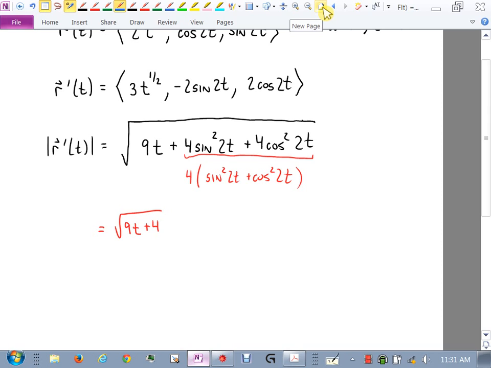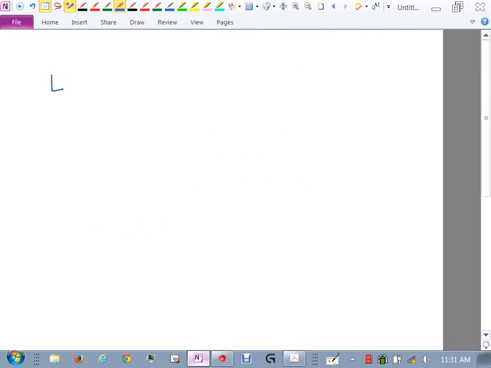That okay? All right, so now let's do our arc length. Arc length will be integral from 0 to 1 of the square root of 9t plus 4 dt. How are you going to integrate that? Just a basic u sub. This is a basic u sub.